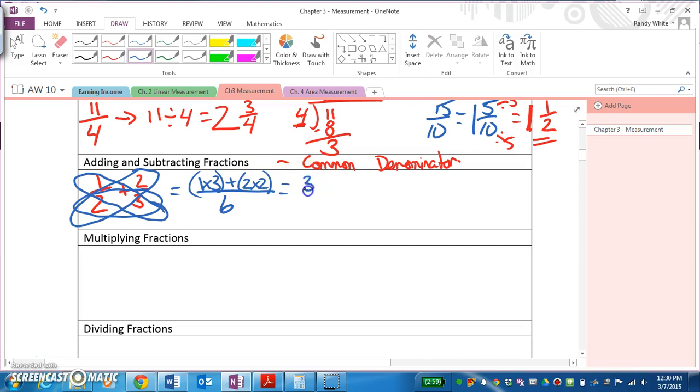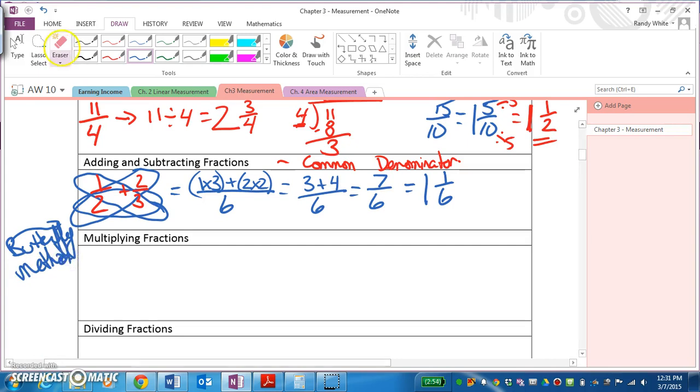So 1 times 3 is 3. 2 times 2 is 4 over the 6, which is 7 over 6. And it's an improper fraction, which is improper, so we should write that as 1 and 1/6. Okay? This method is what I call the butterfly method, because if you kind of look at this shape here, it's almost like a butterfly. Let me show you another example.